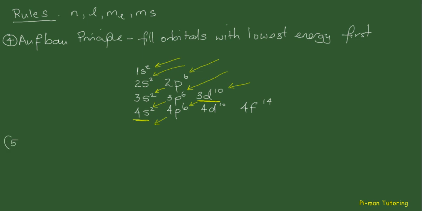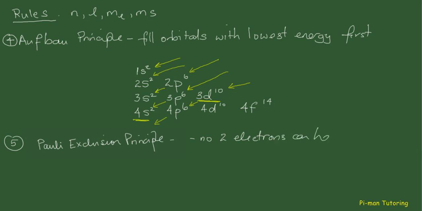Rule number 5 is the Pauli exclusion principle. And basically we've already stated this at the beginning of the video, that no two electrons in an atom can have the same 4 quantum numbers. And rule number 6 is called Hund's rule. And this basically says that electrons remain unpaired unless they have to pair up.